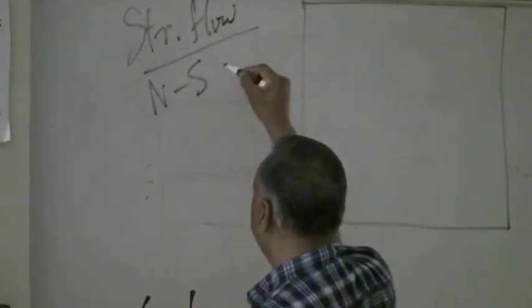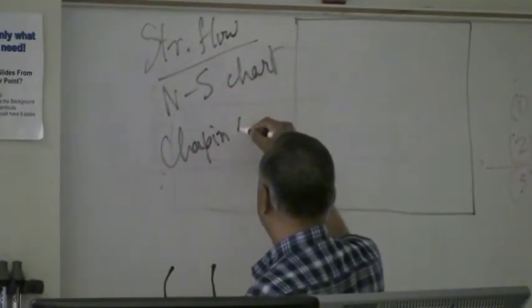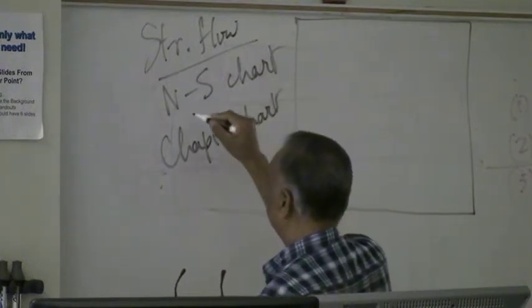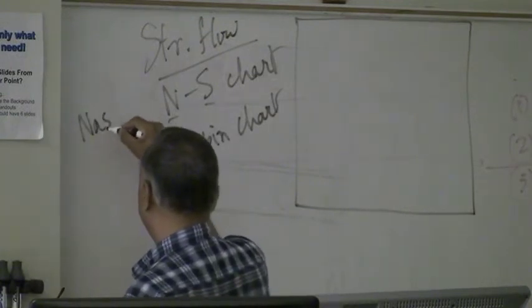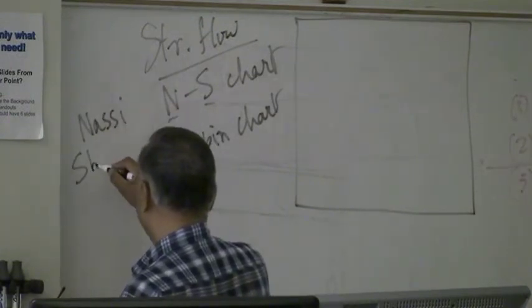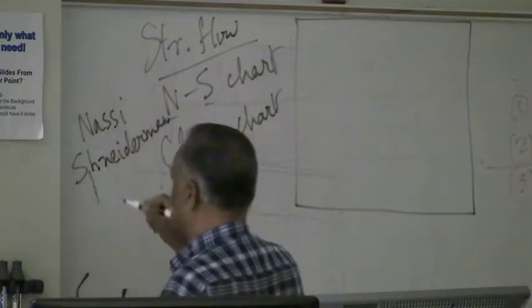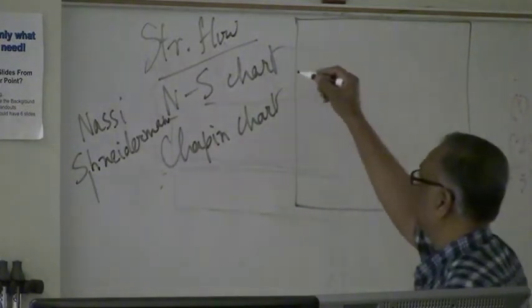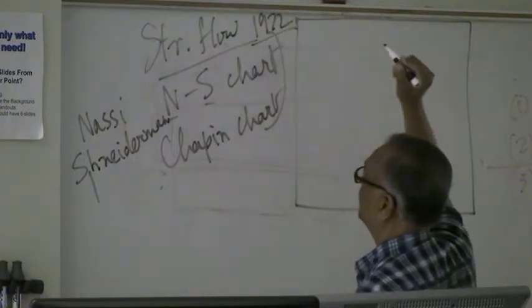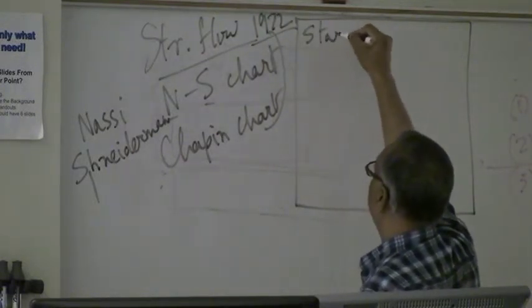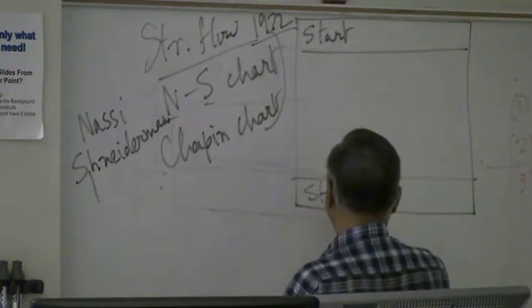A structured flowchart is also called an NS chart, also called a Chapin chart. He's not the singer. He was a computer scientist. NS stands for 2 of my friends actually, 1 year ahead of me at Stony Brook, Nassi and Shneiderman. So they came up with this simultaneously in 1972 and wrote a paper or 2. So a structured flowchart has to have a start and a stop, just like the pseudocode.